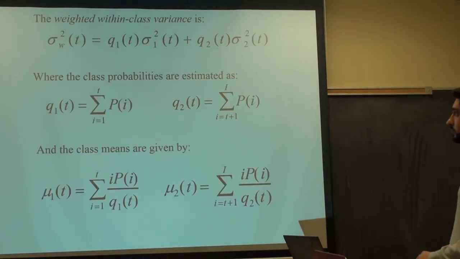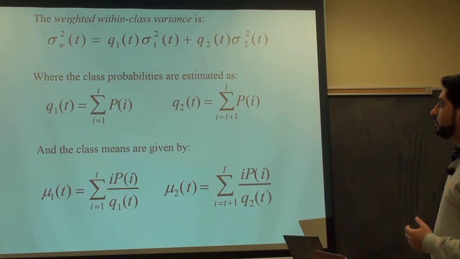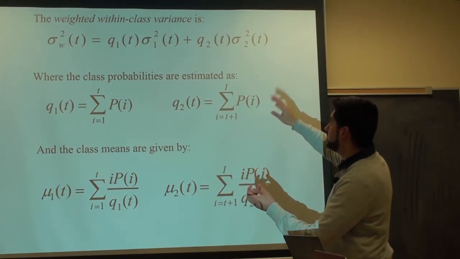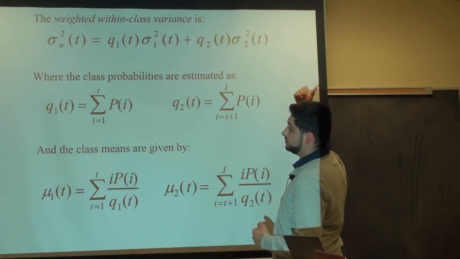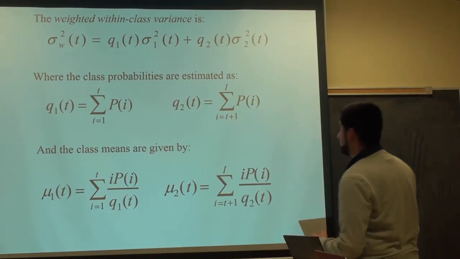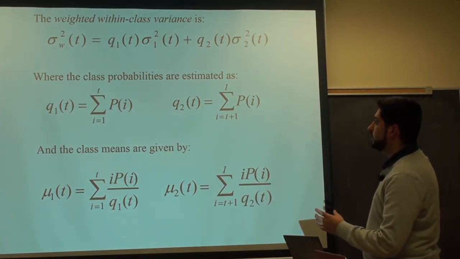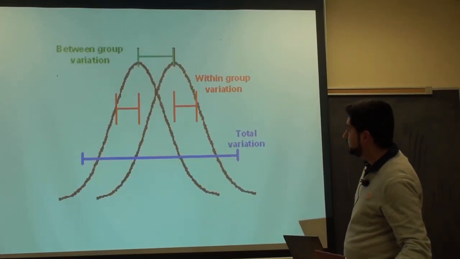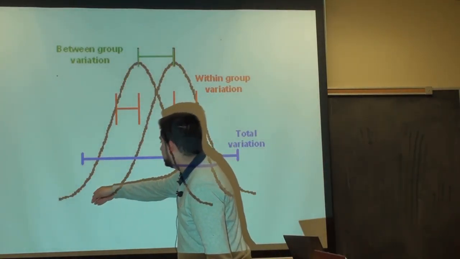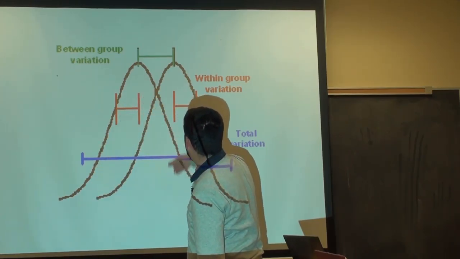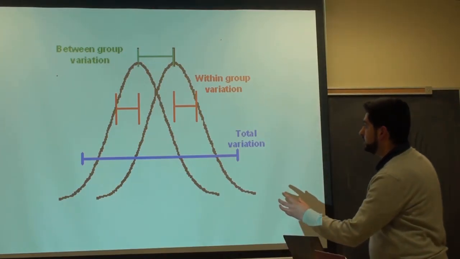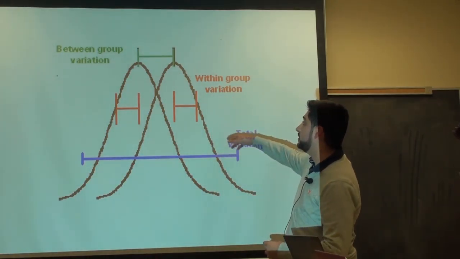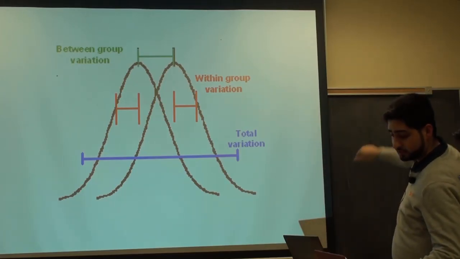And here are some terms and some equations. The within class variance is defined as the weight times the variance for one class, plus the weight times the variance of the other class. And the weight is basically the probability for each pixel in each class. When you look at the histogram, we look at all the pixels here and find their probability. So we group all those probabilities, and this gives us a weight for this class within the whole image. And we group the other section together so we can get another weight for the next section in the image.